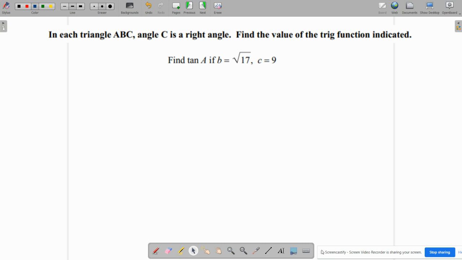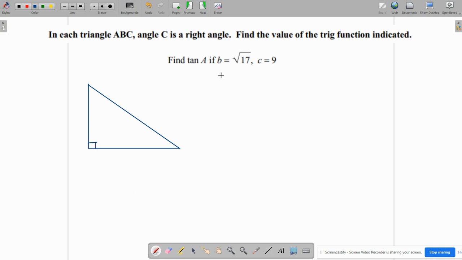In triangle ABC, angle C is a right angle. Find the value of the trig function indicated. So anytime that you're given this type of information, I would suggest that you first draw a right triangle. It's not going to be to scale, and honestly, that's really not a big deal.